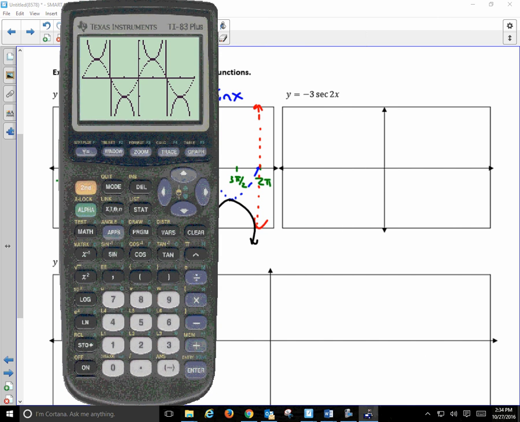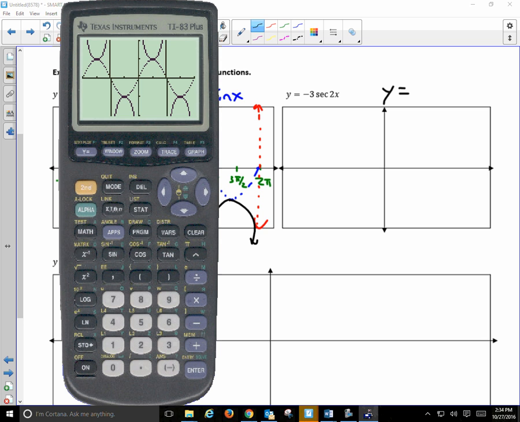Let's do one more. We're not going to do the complicated one. We'll keep it basic, okay? We'll do this one. Instead of graphing secant, what do I graph? I graph cosine. -3 cosine of 2x. What's the amplitude? What's period?